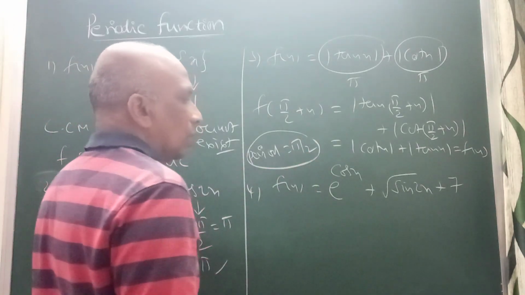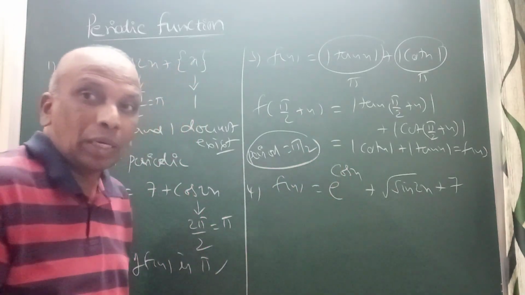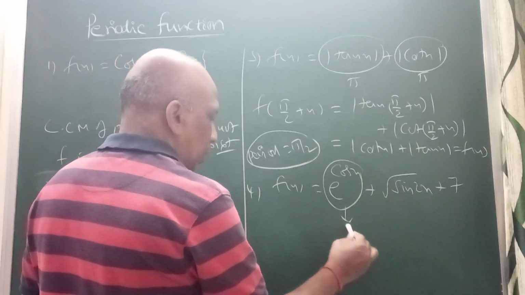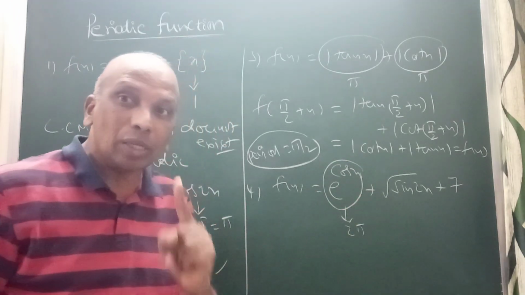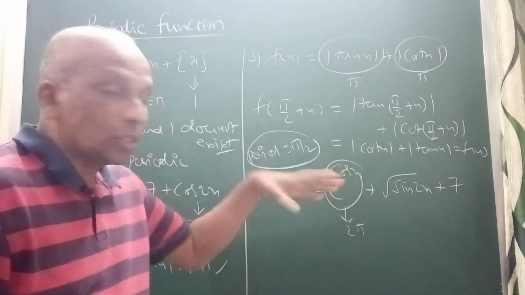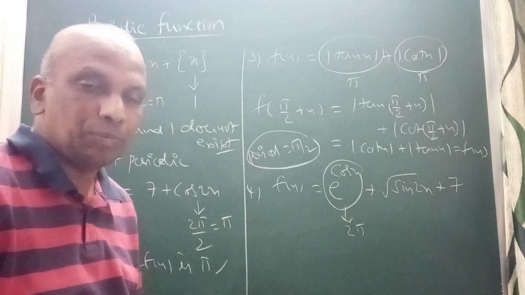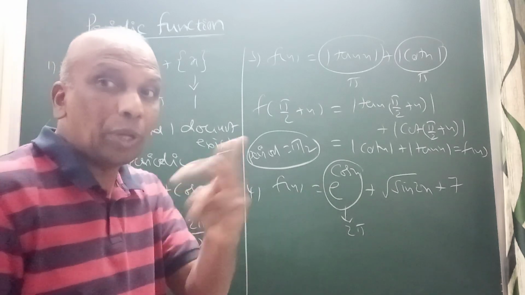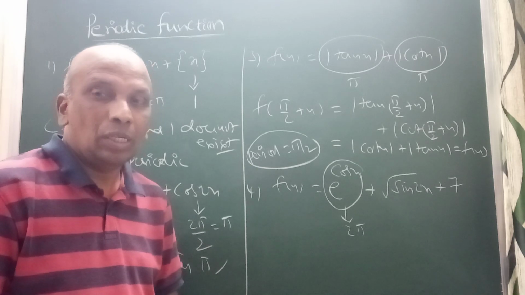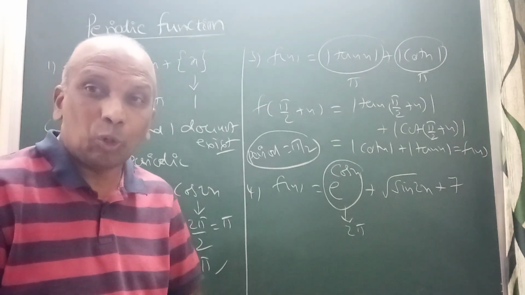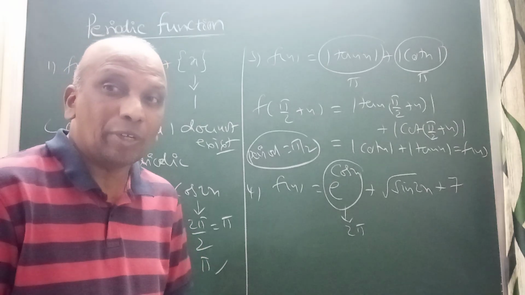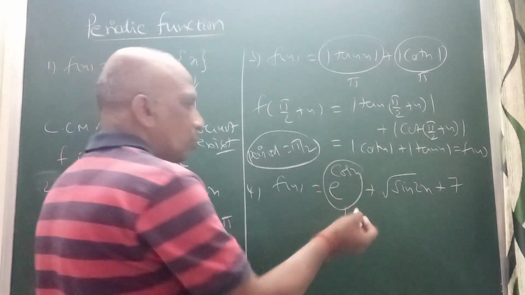Coming to here, the period of cos x is 2 pi. The period of e power cos x is the same thing. The period is 2 pi. The period of cos x is 2 pi, and the period of e power cos x is also 2 pi only. There is no change. You can remember, for a power f of x, where a is greater than 0 and a is not equal to 1, if the period of f of x is p, the period of a power f of x is also p only. So this period is 2 pi.